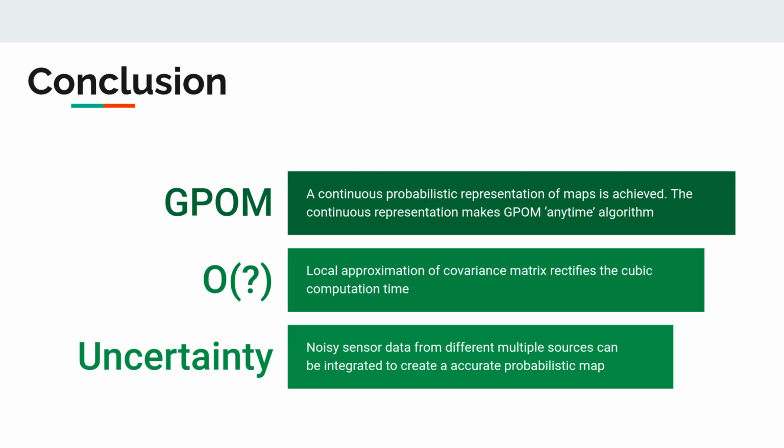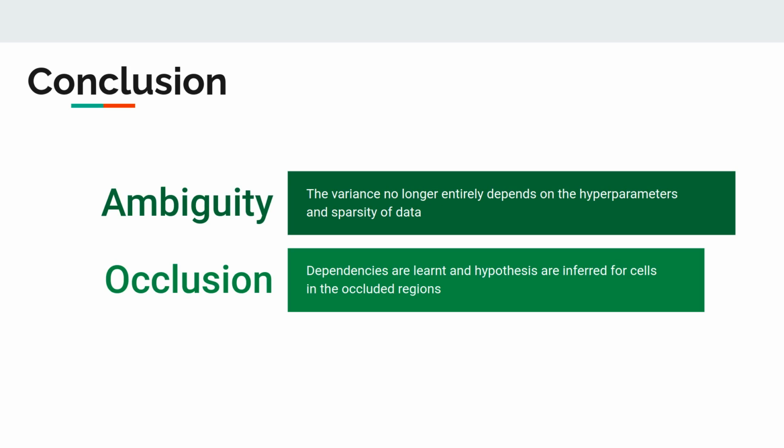Local approximation of covariance matrix for noisy inputs reduces the computation time to a significantly lower value. Noisy data from multiple sensors with uncertain observations can be combined to provide an accurate occupancy map. The paper formulated Gaussian process for partially observable locations. This made the variance no longer depend on hyperparameter or input data with ambiguity. Gaussian process learned dependency between neighboring cells, resulting in accurate inference of unobserved cells. Thank you.